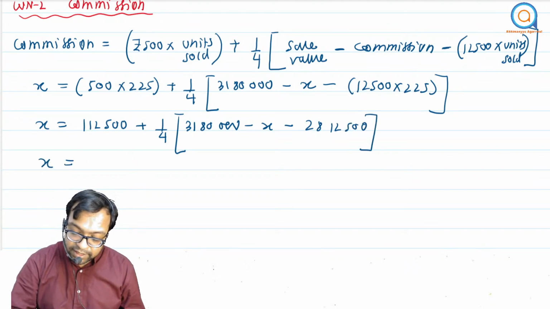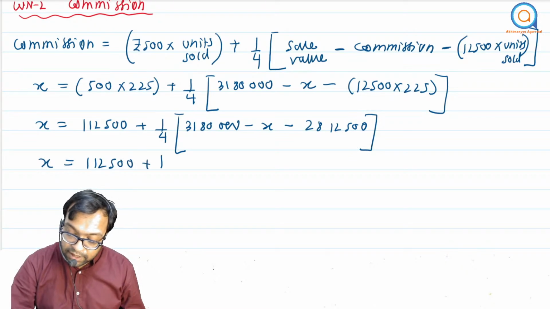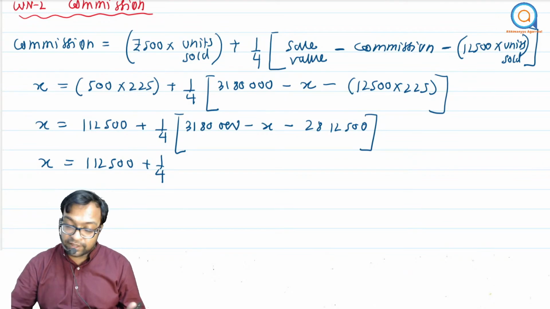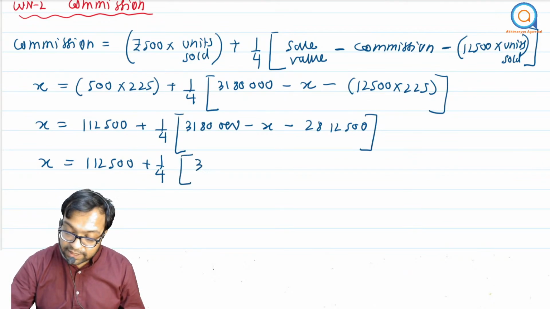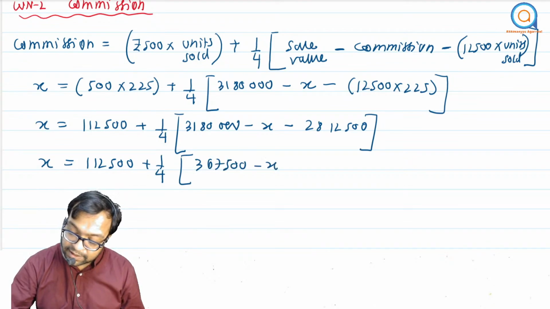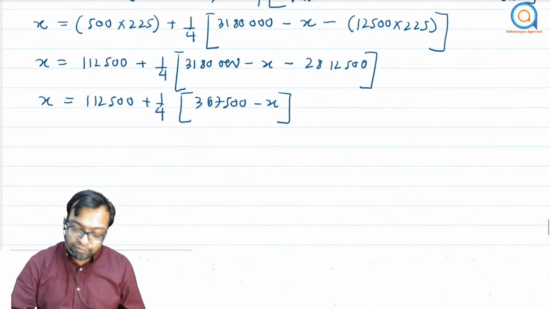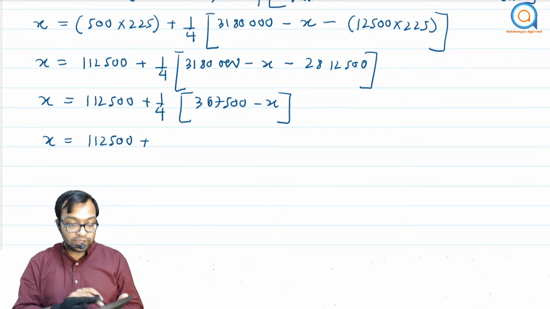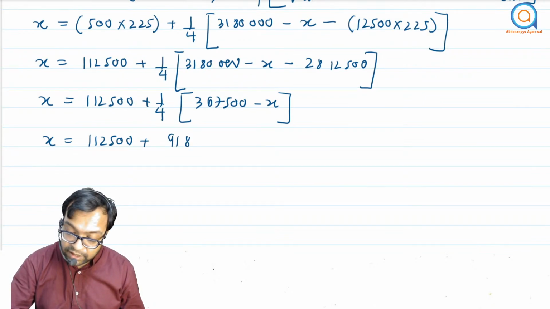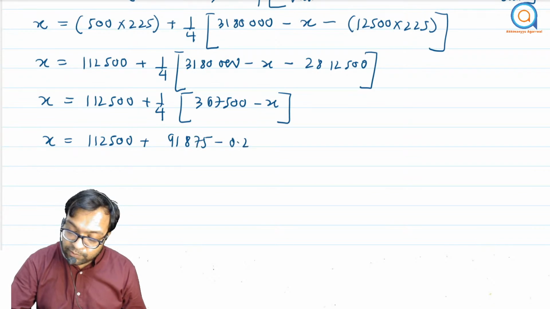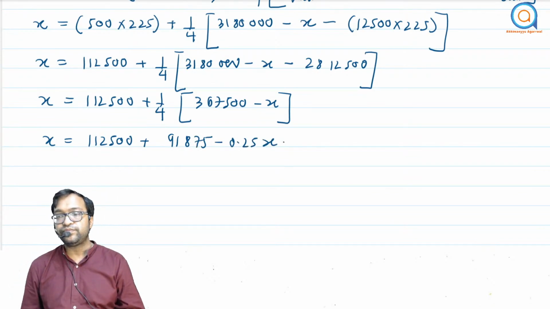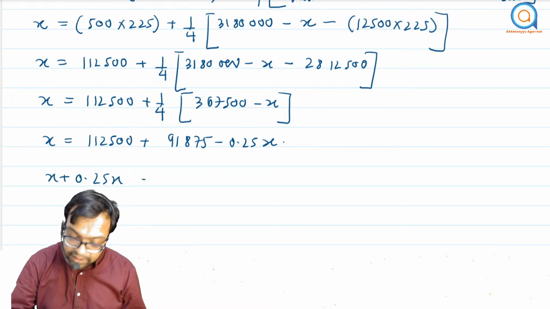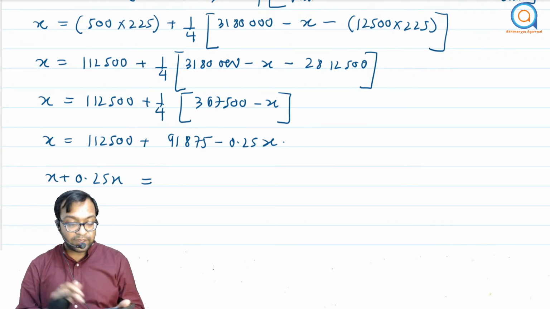Now if you reduce further, X equals 112,500 plus 1/4 of 31 lakh 80 minus this figure, is 1/4 of 367,500 minus X. 1/4 is nothing but 0.25. So if you open the bracket, 112,500 into 0.25, this becomes 91,875 minus 0.25x. Now bring this on this side. So x plus 0.25x equals plus 112,500.